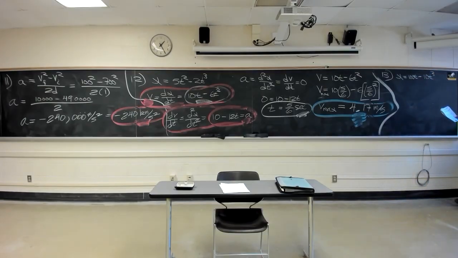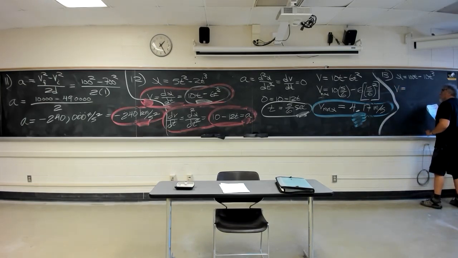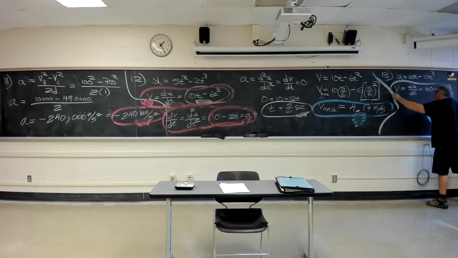Well, here we go again. To find the velocity, v is dx/dt. Calculus-based problem again. dx/dt is 100 minus 30t squared. That's what v is.